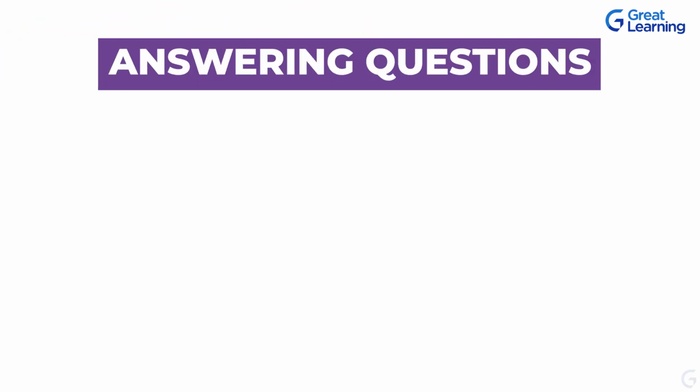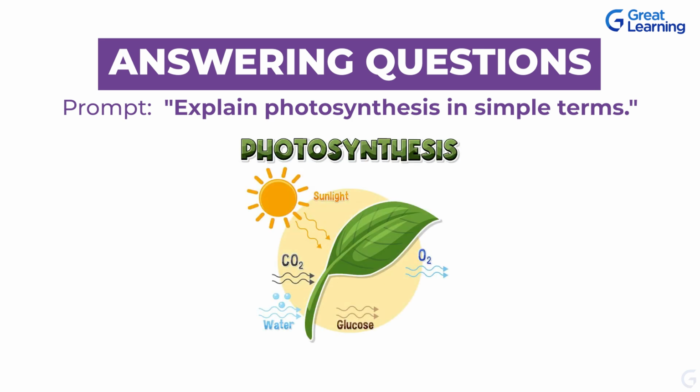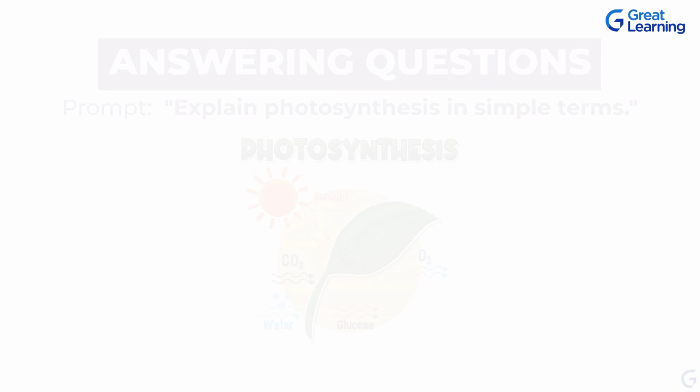Example 3, let's see answering questions. Your prompt can be, explain photosynthesis in simple terms. LLM replies, photosynthesis is a process by which plants use sunlight to make food from carbon dioxide and water. It simplifies complex topics by using the patterns it has learned from educational content.